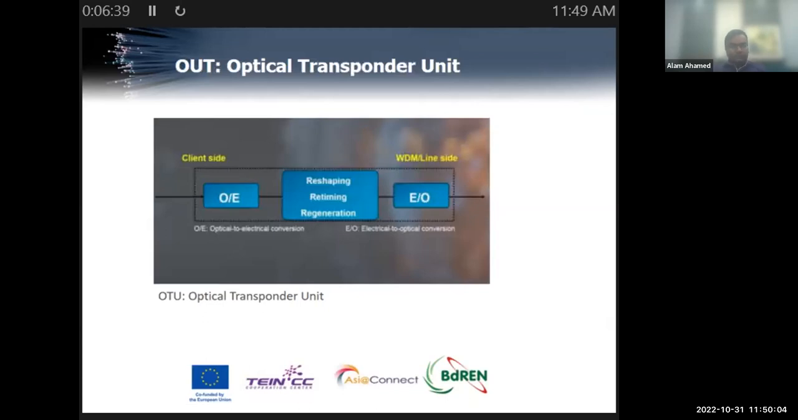This is the optical transponder unit. Let's take a look at some basic fundamental functions of the OTU. OTU stands for optical transponder unit, which is a term we use in our company. Some vendors or operators call it the transponder. The key function modules of OTU are the client side interface unit, the line side interface unit, and the intermediate electric layer 3R processing unit.